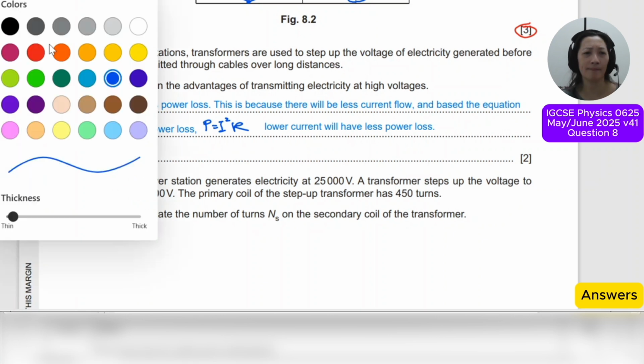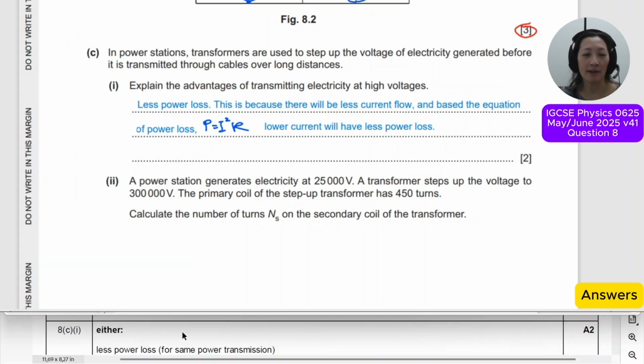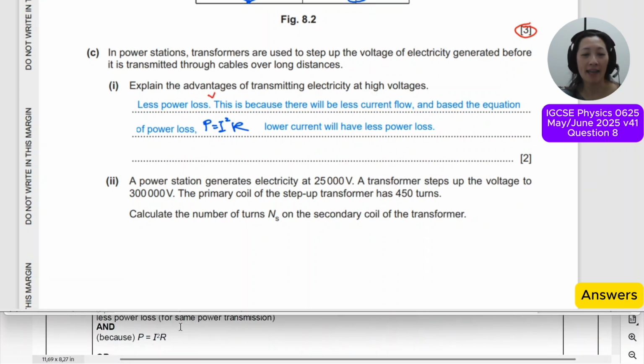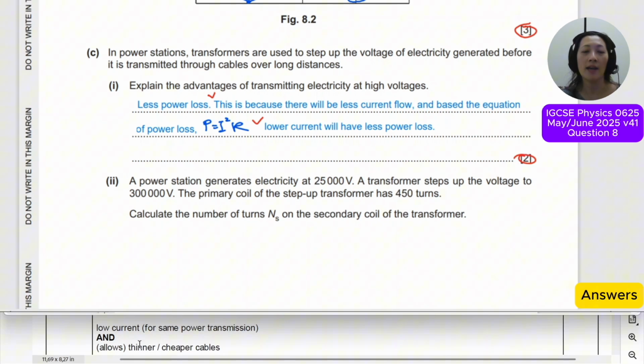So let's check the mark scheme. To get the 2 marks, you can either write less power loss, which is what we did, and you should also include the equation of P equals I squared R. So that's how we can get the 2 marks. Now, besides writing this, you can also write that there is lower current, and this has to be accompanied with the use of thinner or cheaper cables. So they accept this answer as well. Just that for me, I prefer this answer because one of the main reasons for transmission at high voltage is because we want to reduce power loss so that there's no unnecessary wastage of the electrical energy. So that's for 2 marks.